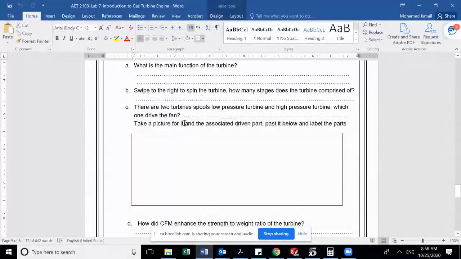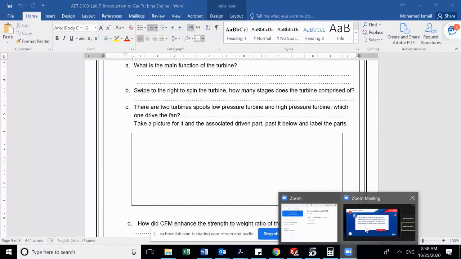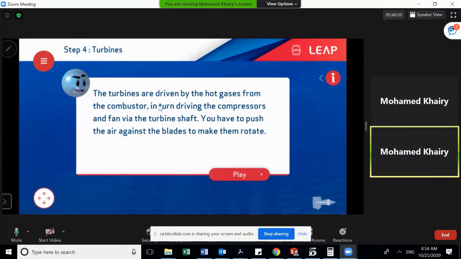So it is actually referring to the low pressure compressor and fan and turbine. So let me go back to the application. The turbines are driven by the hot gases from the combustor. It in turn drives the compressors and fan via the turbine shaft. You have seen the shaft. You have to push the air against the blades to make them rotate.